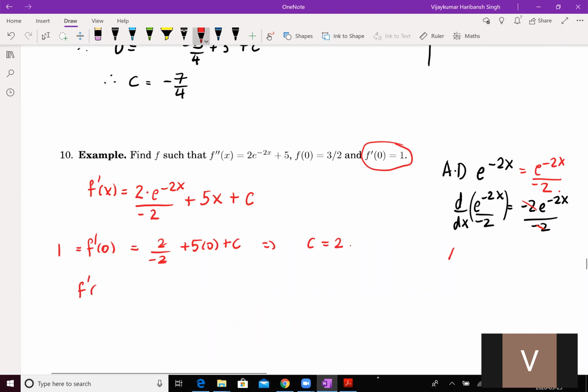And my f prime x then looks like e to the power minus 2x. Oh, nobody corrected me here, because this 2 and this 2 will cancel out. So I'm left with e to the power minus 2x plus 5x plus c. Sorry, nobody can correct me because people are muted here. So what is f prime of 0 going to be? The answer is still the same. We have minus 1. So the answer is indeed the same. So we got f prime x as e to the power minus 2x plus 5x plus 2.